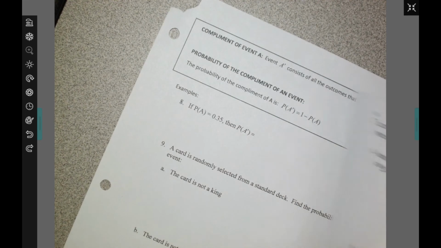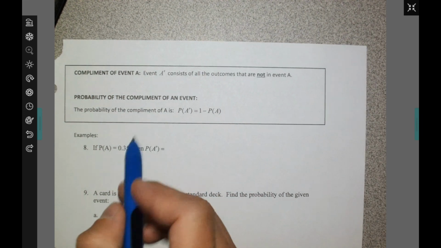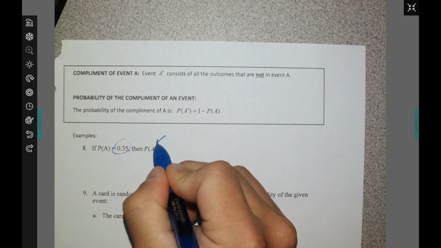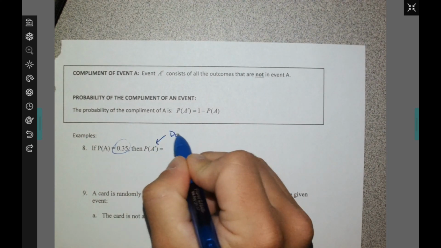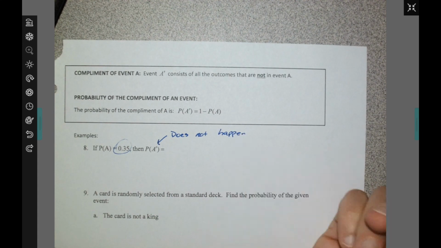Last thing we're going to talk about today is the complementary, or the complement of an event. So probabilities always add up to 100%. Okay, so if they tell you what the probability of an event occurring is, and you want to know the probability that it doesn't occur, you just do 1 minus or 100% minus. So for example, on number A, they say the probability of event A occurring is 0.35. This right here is the probability that it does not occur. Okay, so that apostrophe just means it does not happen.